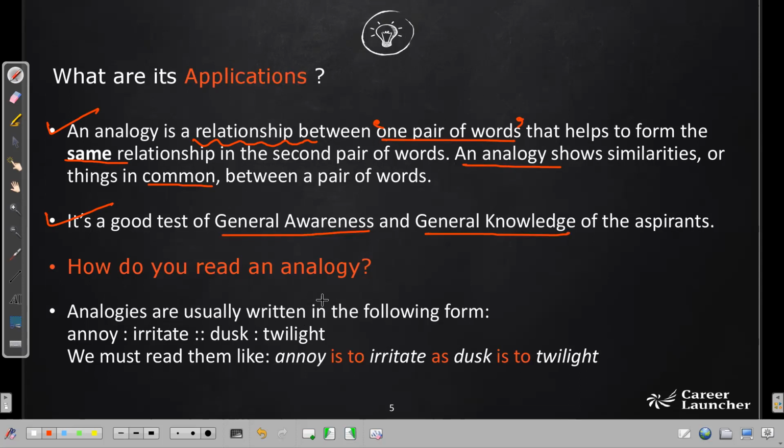So how do you read an analogy? I'm sure many of you might know this, but to those who do not, I'm just quickly briefing you. Annoy is to irritate. So this first dot is read as "is to": annoy is to irritate. As, so these two dots are read as "as": dusk is to twilight. So I have to find the interrelationship between this pair and mimic the same with respect to the other pair. Usually one of the pairs will be given as a question mark.